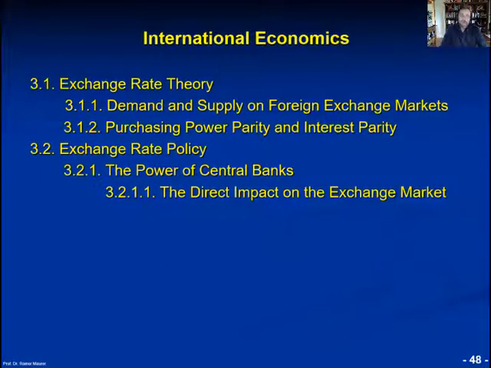So much for this lecture. In the next lesson, we will analyze the influence of central banks on the exchange rate of their currency.